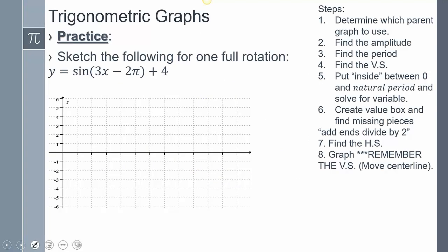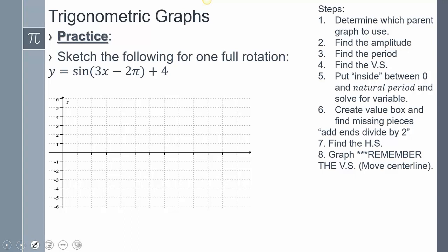So now we're going to take every little bit that we've learned so far and compact it together. We have amplitude, we have period change, we have horizontal shift or phase shift, and then we also have vertical shift. We're going to combine all of those into one thing, and then we're going to graph that.